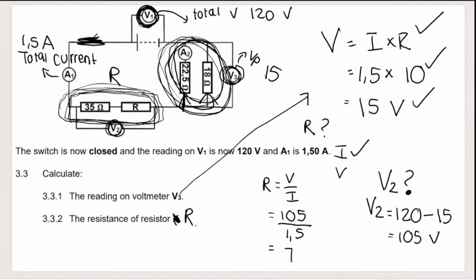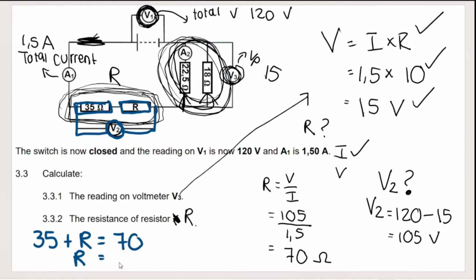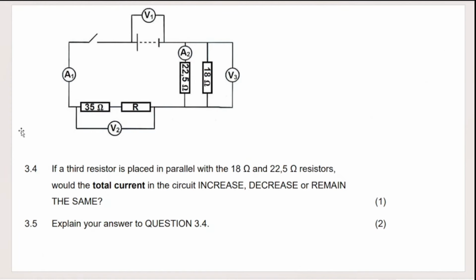70 ohms. You need to understand what that represents. Because I used V2, I used the voltage across both of them. That 70 ohms is for 35 plus R. It's for both of those resistors. So 35 plus R gives you 70. Then R has to be 35. These questions they always ask, so you need to know how to do them.